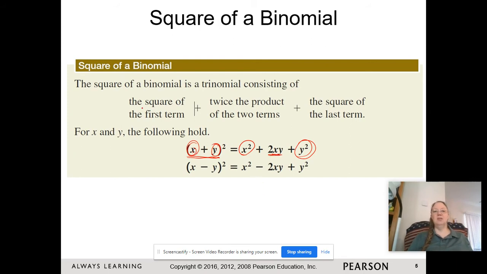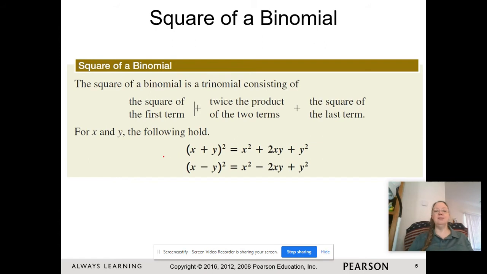The square of the first term, twice the product of the 2 terms, and the square of the last term. Doesn't matter if it's x plus y or x minus y, it works the same way. Be careful when you square the y because it's actually negative y. Negative y times negative y is positive. So technically, you can use these 2 formulas to square a binomial.